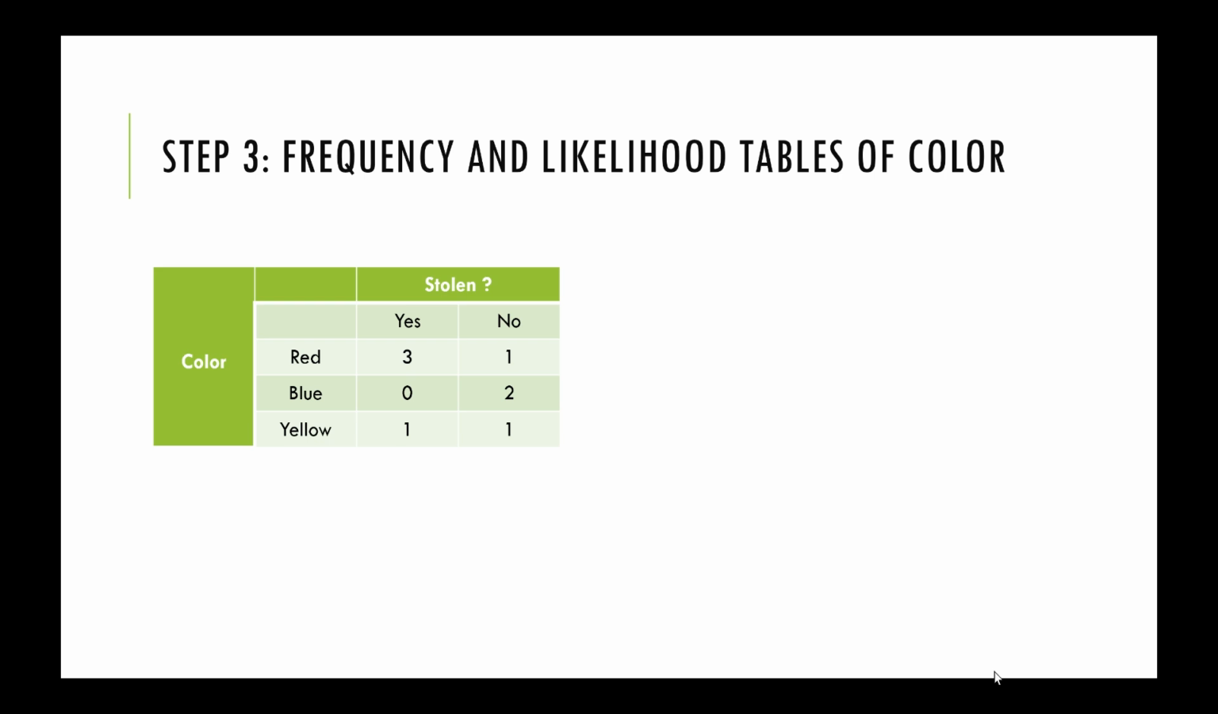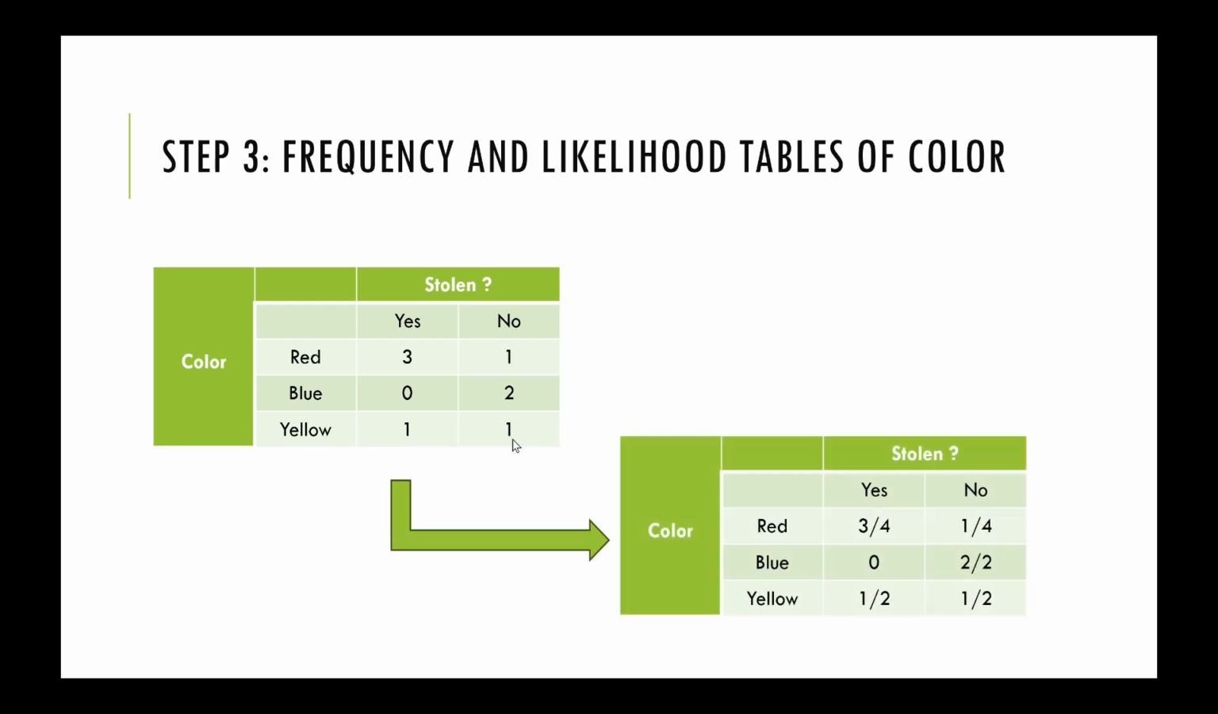Now we have to calculate the likelihood table from the frequency table. That means for red, the total is 3 plus 1 equal to 4. So 3 by 4, 1 by 4. For blue, the total is 2. Here 0 by 2 is 0, 2 by 2. For yellow, 1 plus 1 equal to 2. So 1 by 2 and 1 by 2. That becomes the likelihood table for the color. These values will be utilized at the last.